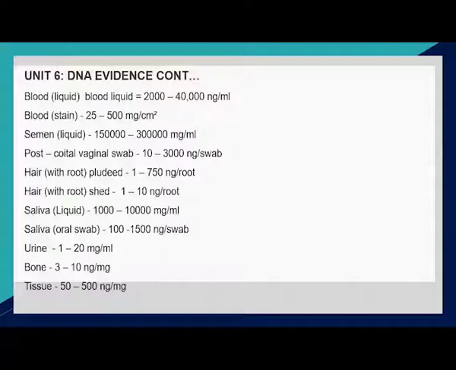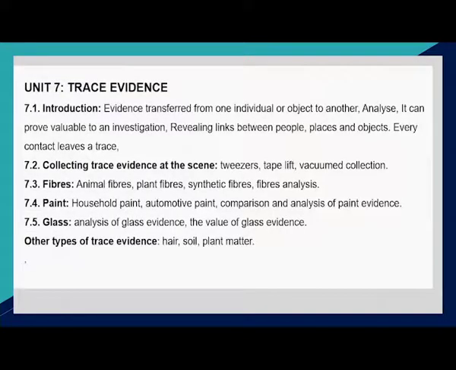Unit 6, DNA evidence, continued. Some of these can be identified as blood liquid with the total in nanograms, bloodstain, semen liquid, post-coital vaginal swab, hair with root, shed hair, saliva liquid, saliva oral swab, urine, bone, tissues. All those are DNA evidence.